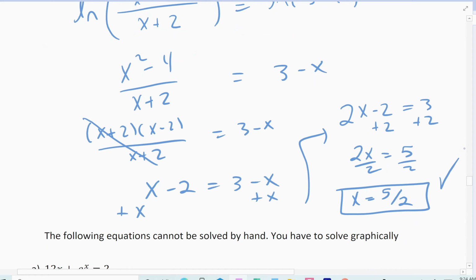The next example we're going to look at is cases where you have to solve graphically. All of these you could have solved graphically. So if you're really running into trouble and you couldn't figure out how to solve it by hand, you could always solve them graphically. And the next examples I'm going to go over will actually be cases where you have to solve them graphically.